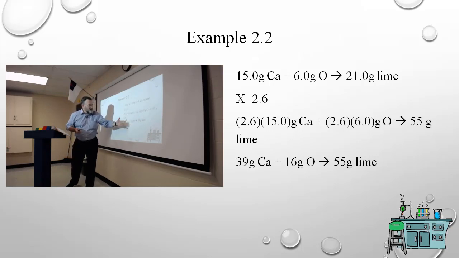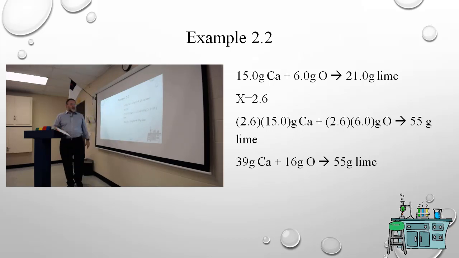2.6 times this is 39 grams. 2.6 times 6 gives me 16 grams, and I produce 55 grams of lime. No leftover oxygen, no leftover calcium. Why? It's a perfect match. Because I had a recipe for a perfect match to make 21, and I made 2.6 batches of it. Because the law of definite proportion says if you have them in the right proportion, they will produce the correct product.